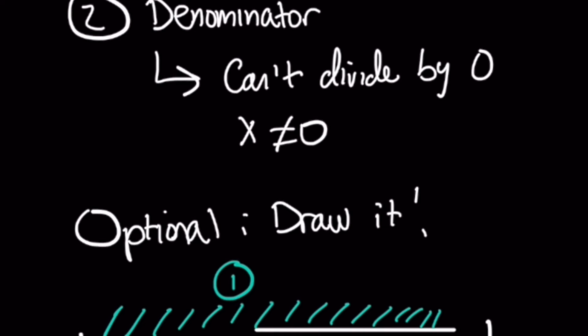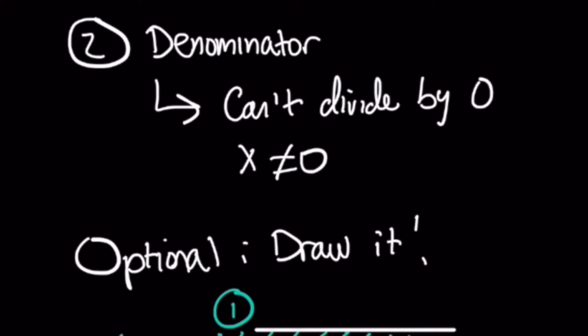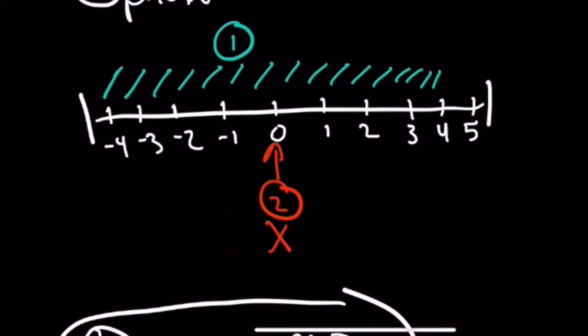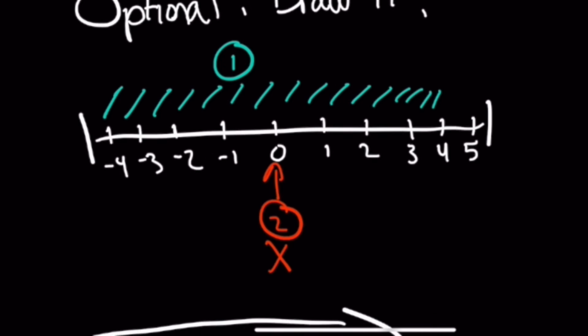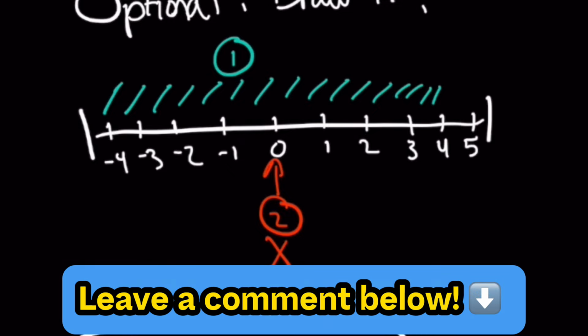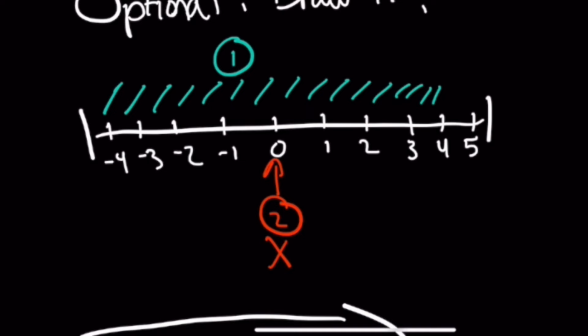Now, similarly, for the denominator, I put a little x here under the number 0, and I gave it a label of 2 because that was step 2, right? 0 is not going to be allowed in our answer as well. Can you notice that 0 is actually already covered by step 1 because it's already in that shaded region, right? So with this being said, what do you think the domain is?